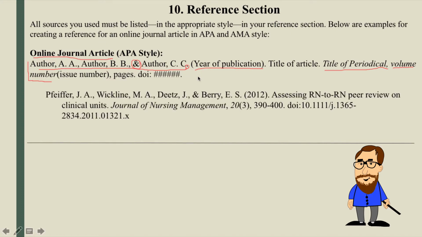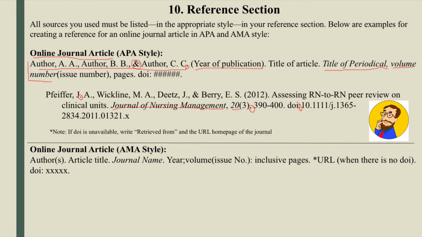You can see here in this example how they play out. The periods are all in the right place. The commas are all in the right place. What needs to be italicized is italicized. Even the volume number here, and you can see where there needs to be commas, semicolons, those are all in place. The same goes for AMA in regard to adhering to a very strict style.